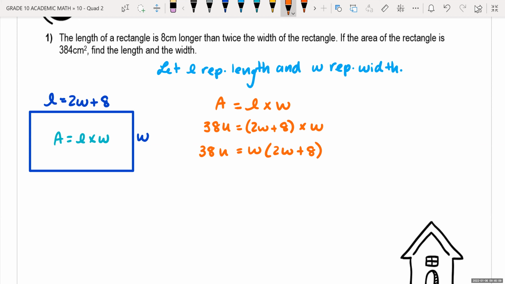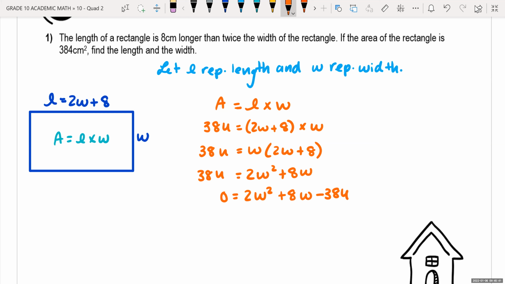It's just a distributive question. That W at the end, if you write it in the front, then you can clearly see it's a distributive question. So let's go ahead and distribute that W. We're going to get 2W squared plus 8W. And like I said, this question will end up having a quadratic. And if we move the 384 over to the other side, we can see that it's a quadratic. So it's going to be 2W squared plus 8W minus 384.